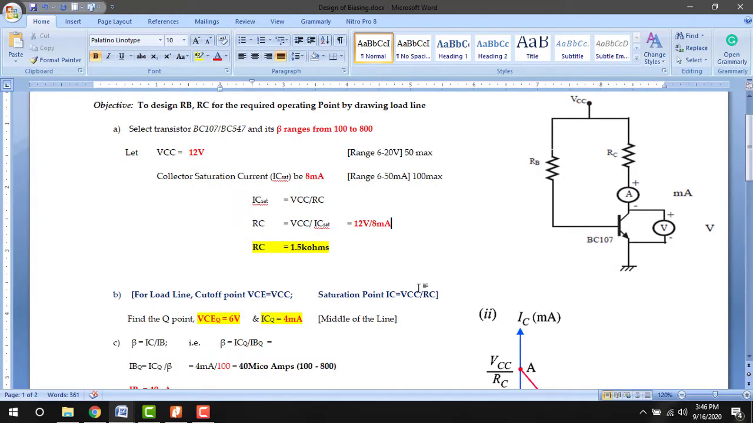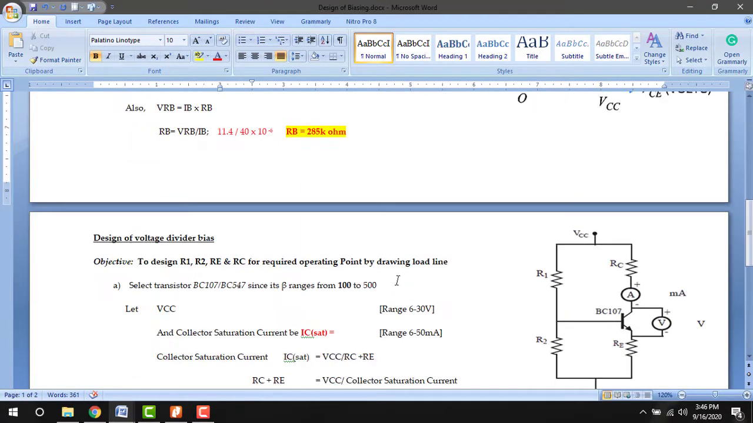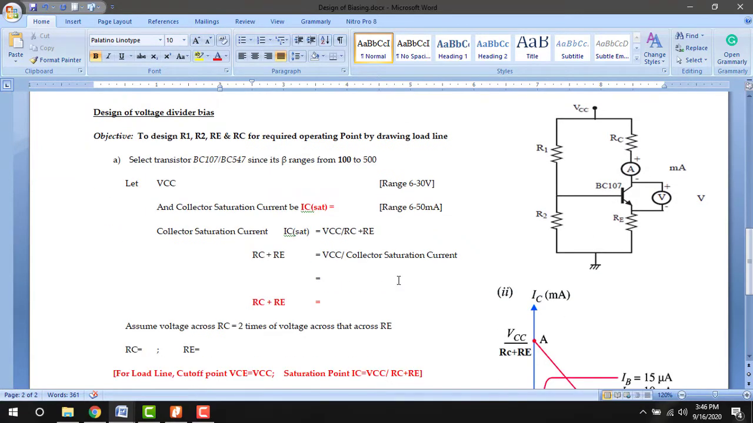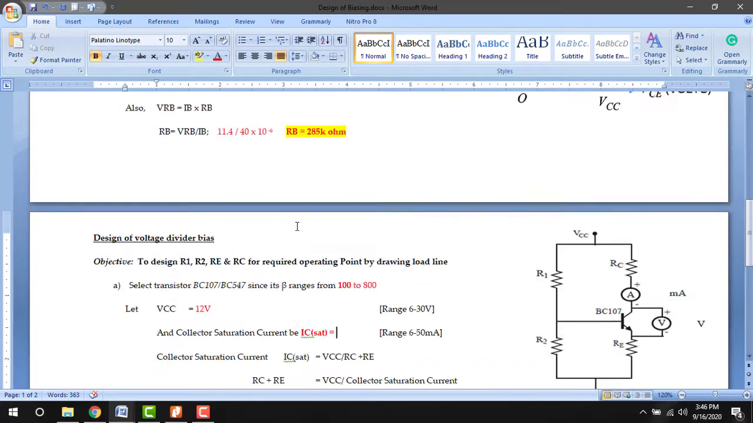So we are going to verify the things practically in the laboratory. Before that, we are going to design the next biasing circuit, voltage divider bias. It has better stability. Even though the beta ranges from 100 to 800, we can design with beta as 100 or 200, 300, any of the values, and the operating point will not vary. Here also VCC, in a similar way, I assumed as 12 volt, and the IC saturation, as in the previous case, is 8 milliamps.